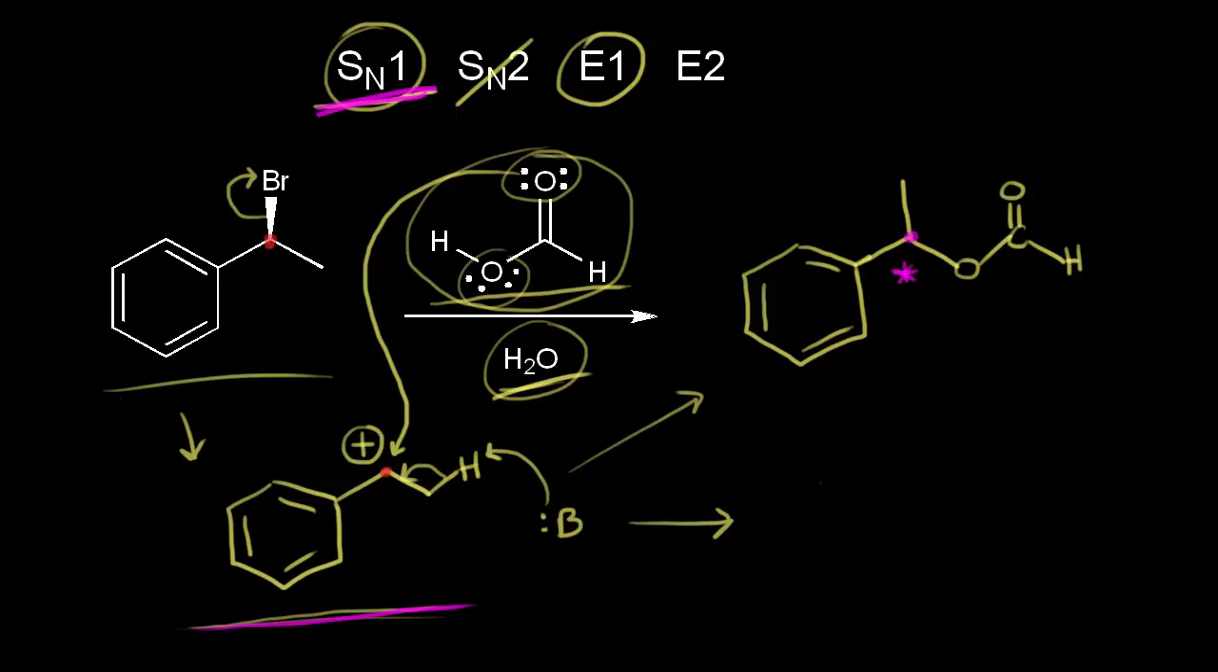So another possible product, we would have our benzene ring. So I'll draw that in, and then we would have a double bond. So another possibility is an E1 mechanism.